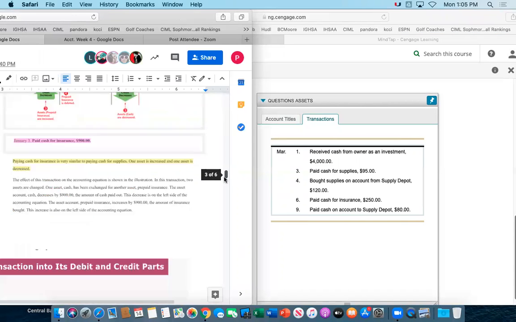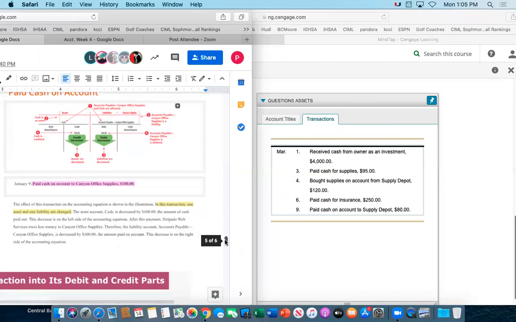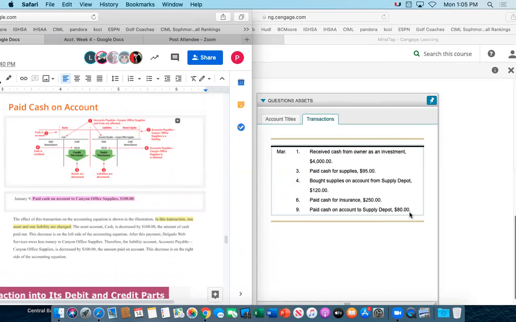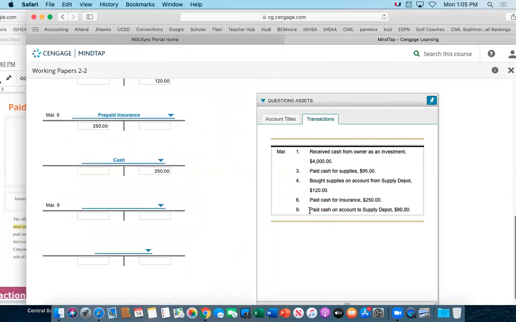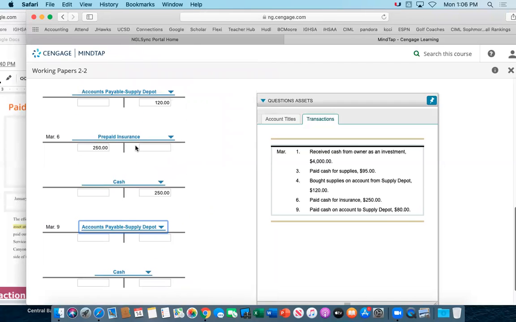Okay, and then the last one, paid cash on account to Canyon Supply or Supply Depot, same thing. So pay cash on account to Supply Depot. We know when we pay cash, cash is credited. Supply Depot accounts payable is somebody that we charged $120 to before. So again, if this was Supply Depot, earlier we charged $120, right? We just did it here. Credit to 120. Now they're paying what?